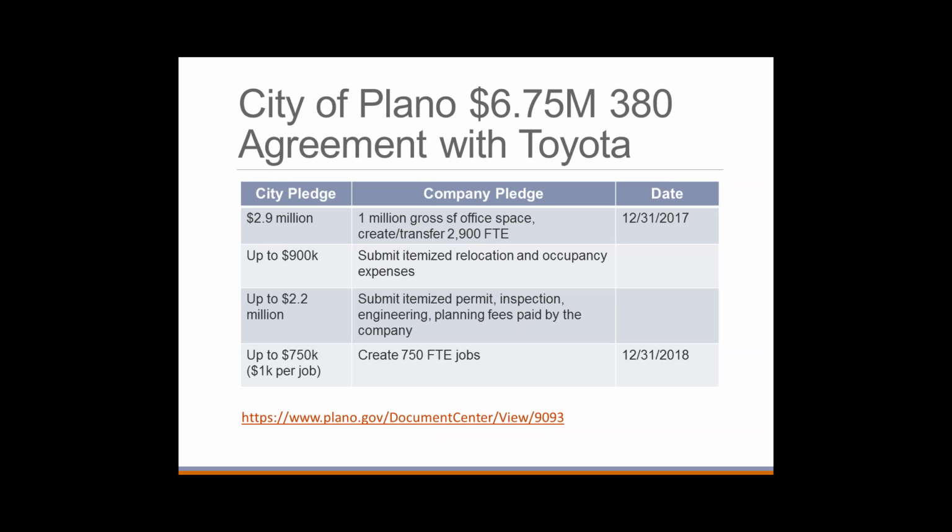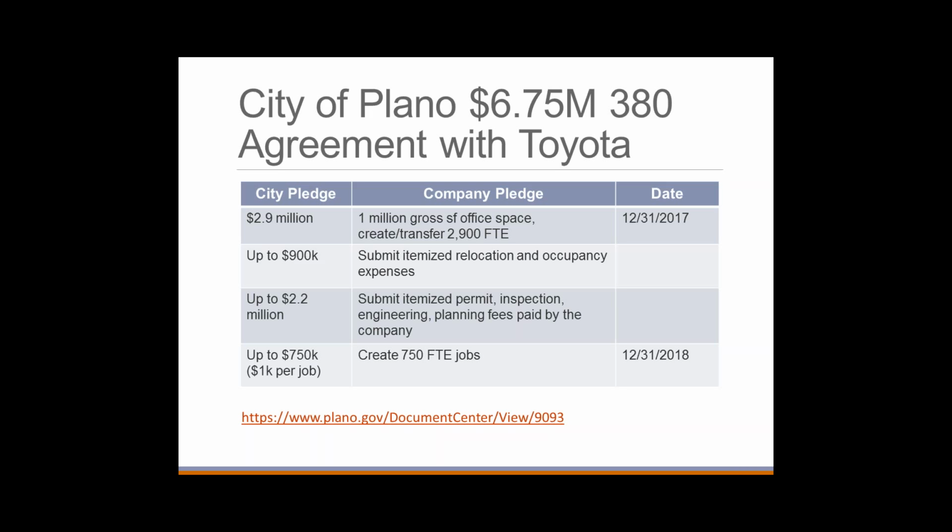This has to do with submitting itemized relocation occupancy expenses. This is where they're specifying exactly how the incentive will be calculated. It's based on itemized expenses that they can provide, and they're setting a limit, up to $900,000. Another component was to submit permit, inspection, engineering, planning fees paid by the company. That again had an upper limit of $2.2 million, and that would be reimbursed conditional only on the company doing what they said they would do in line number 1 for the $2.9 million.